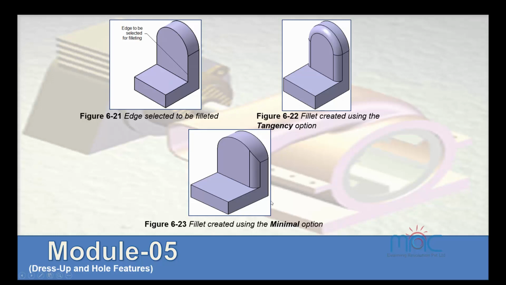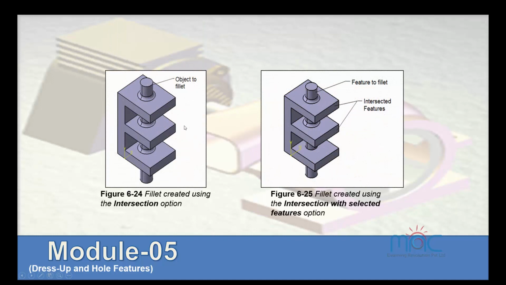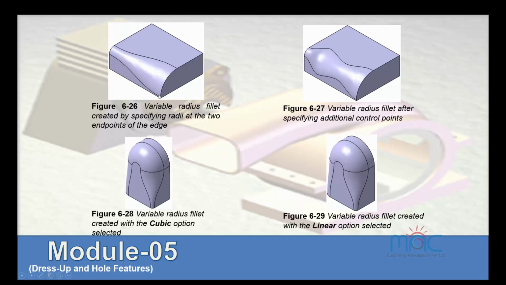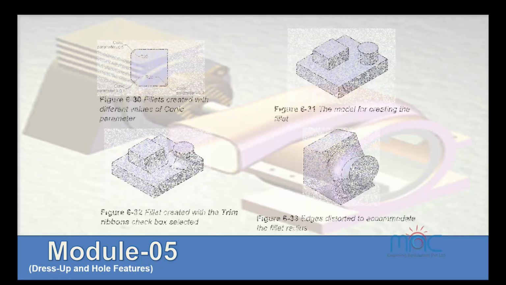And a fillet you can also create using the minimal option, that also we'll be looking into. And here we can see how to apply fillets to objects and to features. You can see here it is not propagated, so intersected features in between you can apply, that also we'll be looking into. And we'll see some complex cases like variable radius by specifying radii at two different endpoints, and here by specifying additional advanced controls. And here you can see the cubical options, how you can control the radius. And here you can see the variable radius by using the linear options.